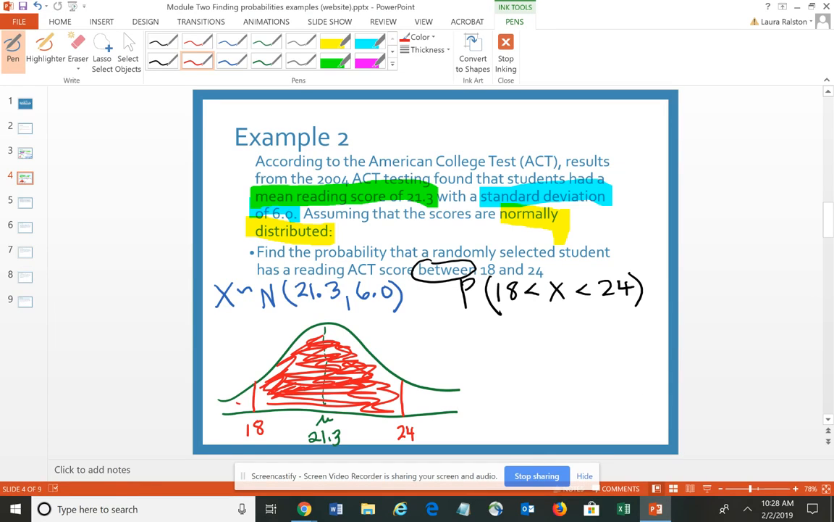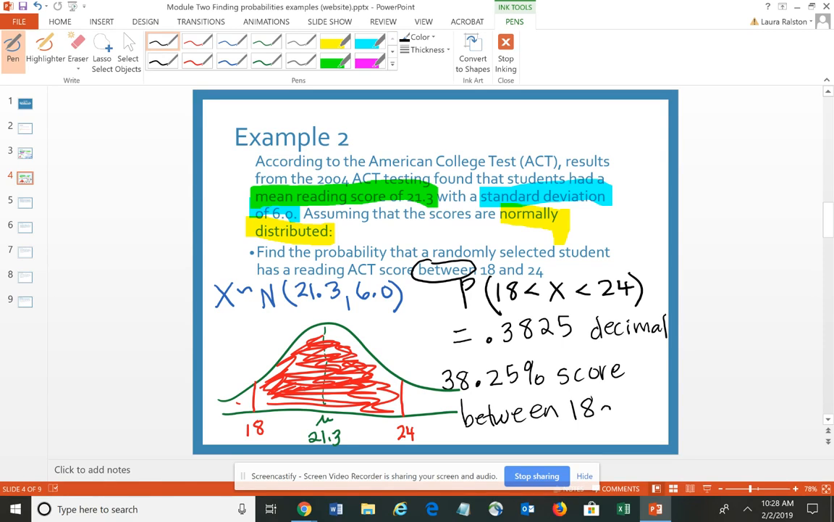Okay, so the probability written in decimal form is 0.3825, and again, that's the decimal. If you need it as a percentage, you multiply by 100. So it would be 38.25% score between 18 and 24 on the reading ACT.